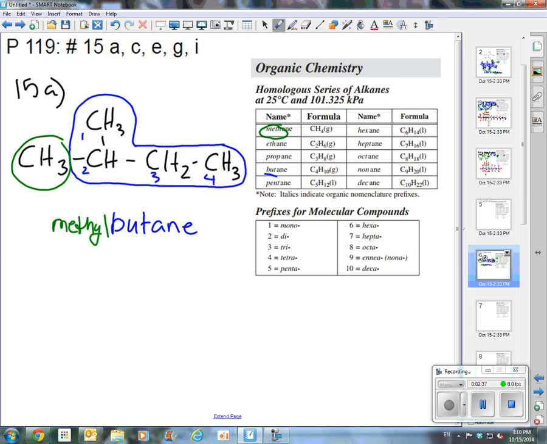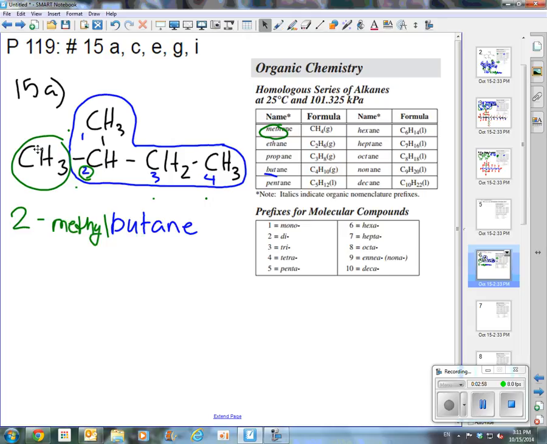So methyl, and that happens to be on the second carbon. So this is 2-methyl. Note that I numbered this in the correct direction originally. So it wasn't like 1, 2, 3, 4. 3 wouldn't have made sense there. We always want to make sure that the branch is on the lowest carbon.